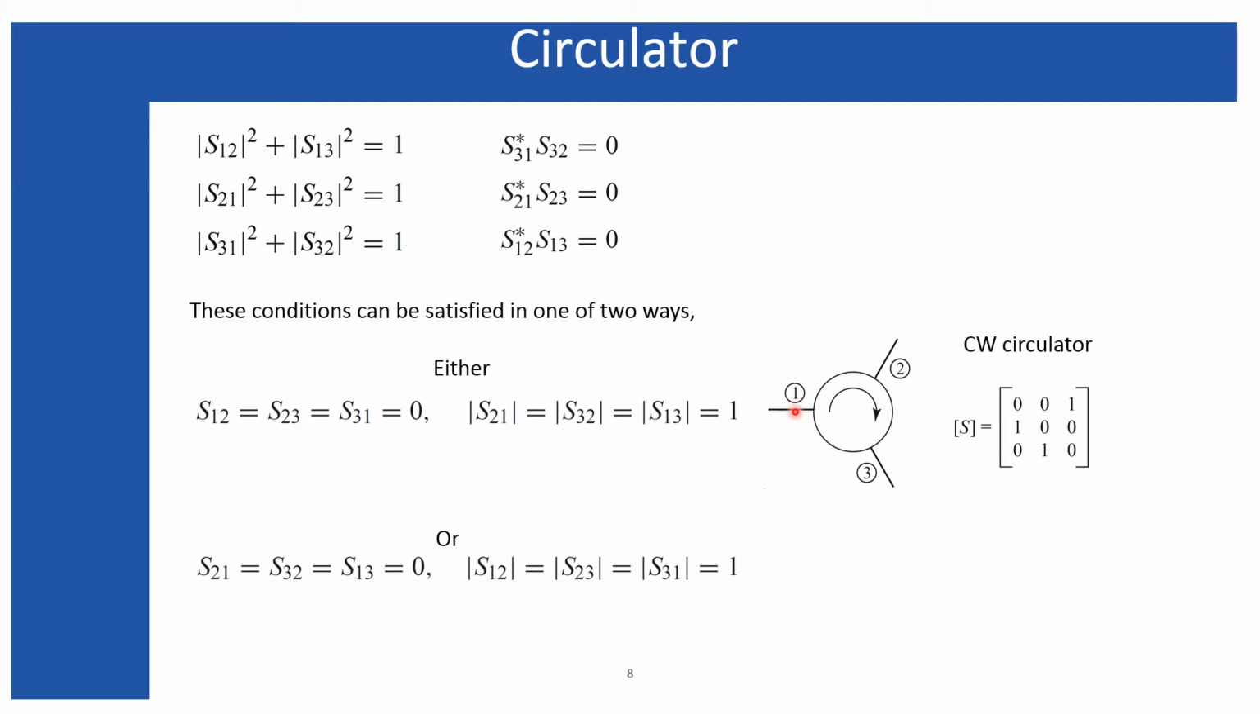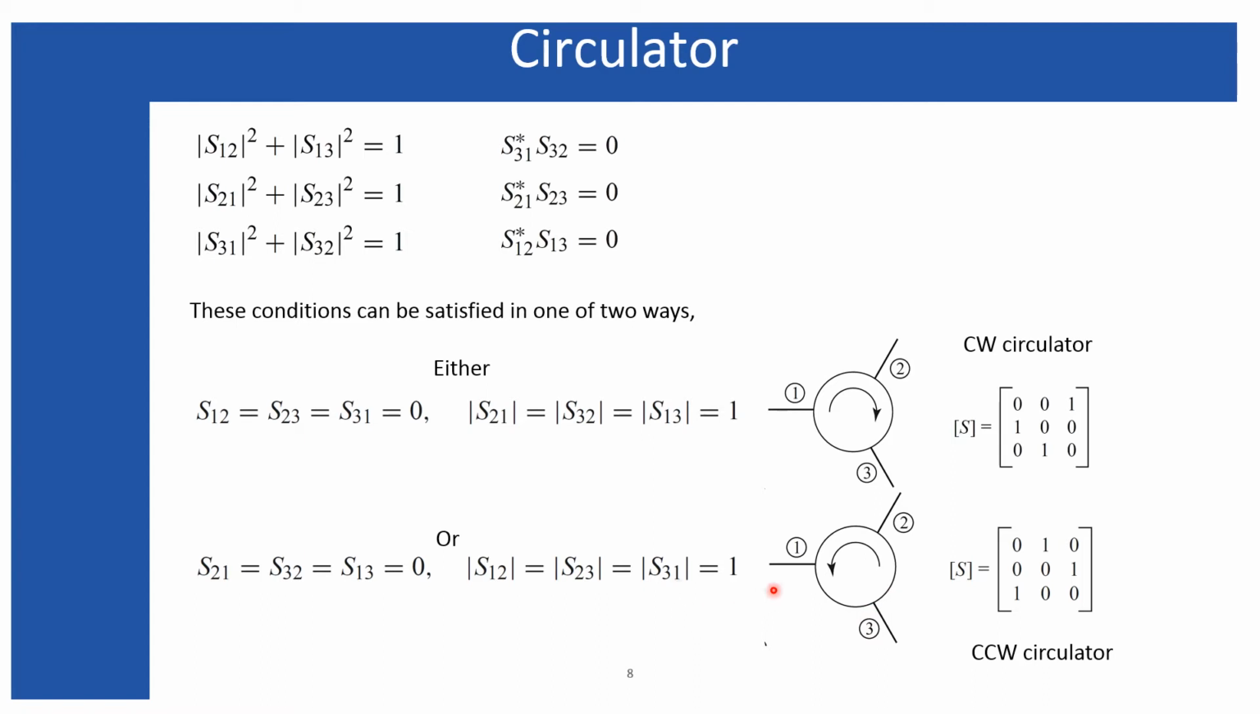So S12 means signal flows from port 2 to port 1, so it is propagating from 2 to 1. Similarly, port 3 to port 2, and port 1 to port 3. So it describes a counterclockwise circulator, which has the corresponding S matrix as I have shown in this slide also.